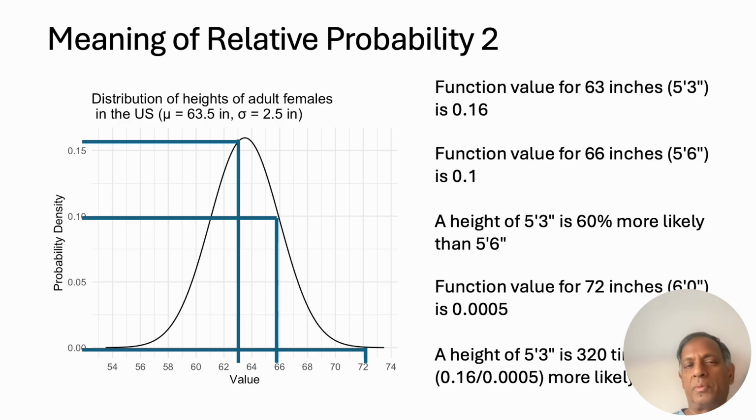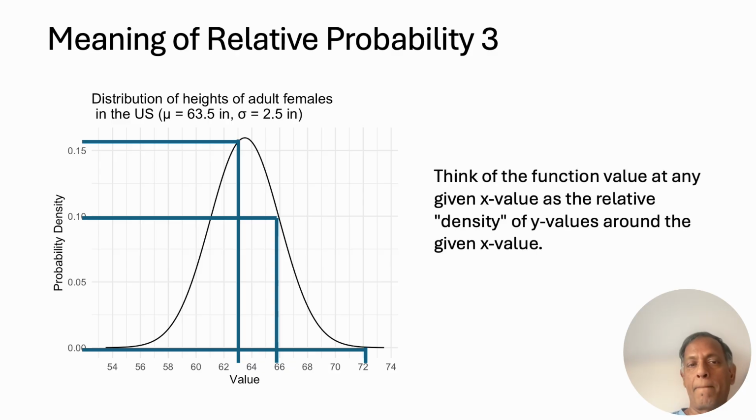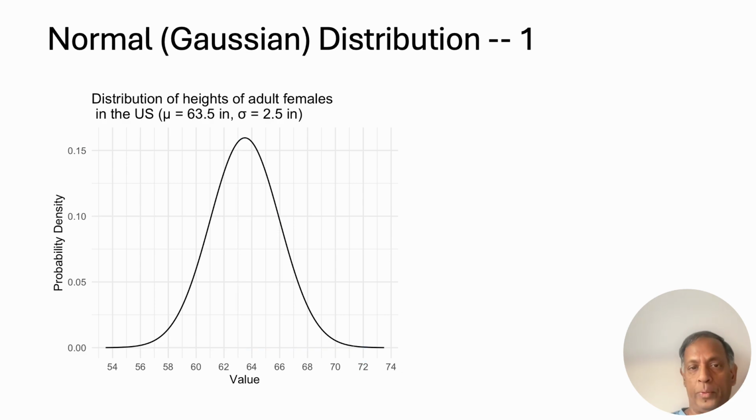In fact, calling it a probability itself is dubious, right? Because it's not a probability, its values are greater than 1 and so on. But you can talk of it as relative, something that is 10 times more likely, but it still could be less than 1. So think of the function value at any given x value as the relative density of y values around that value.